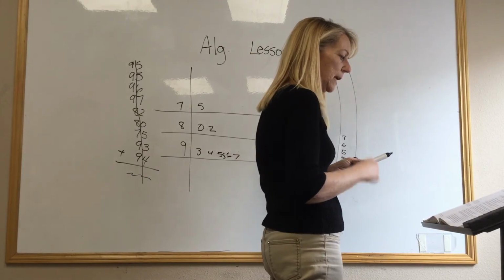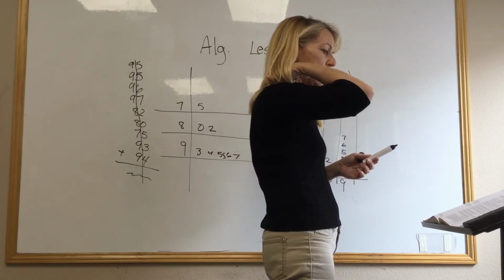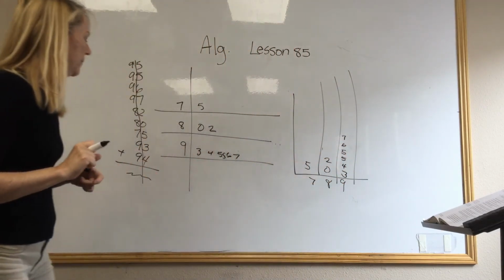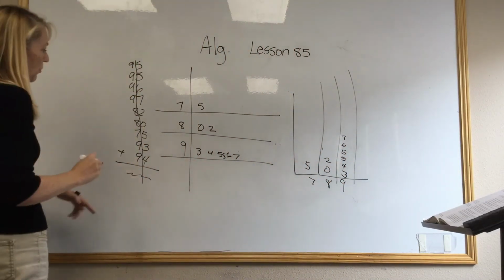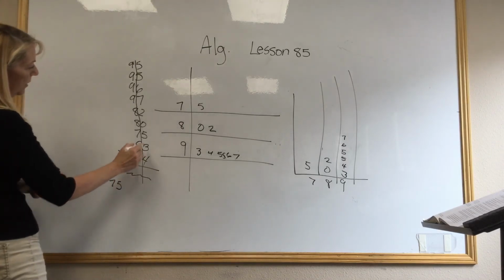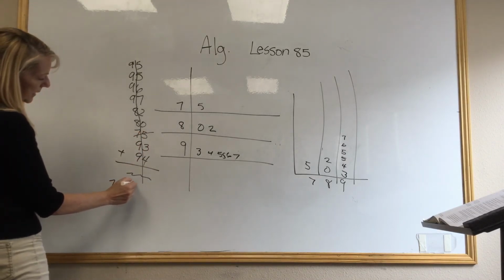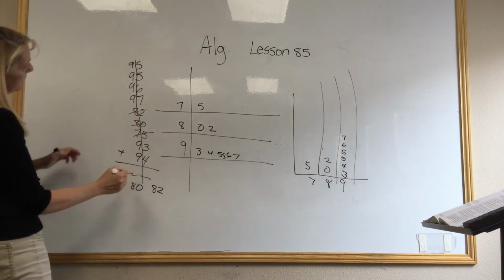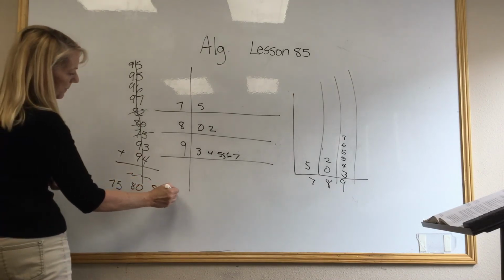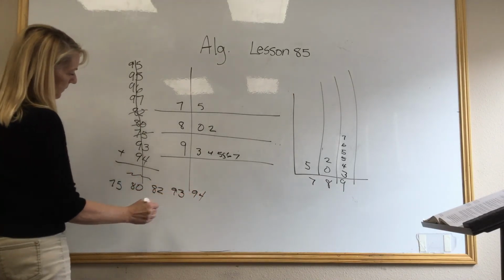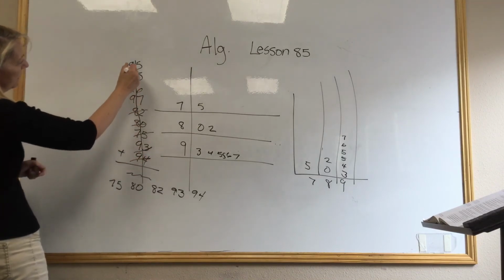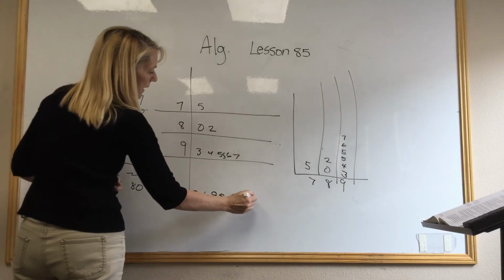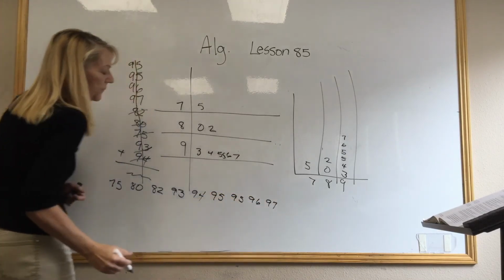Now, the other thing is on the mode, mean, median, and range. I would need to put these in order. So I'd go 75, 80, 82, the rest are 90s. So we have 93, 94, 95, 95, 96, and 97.